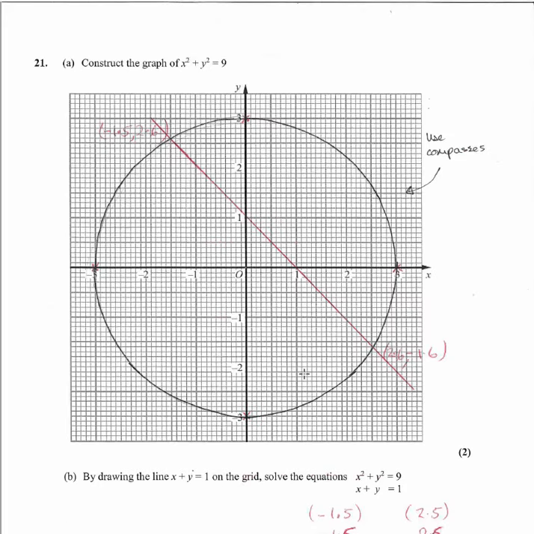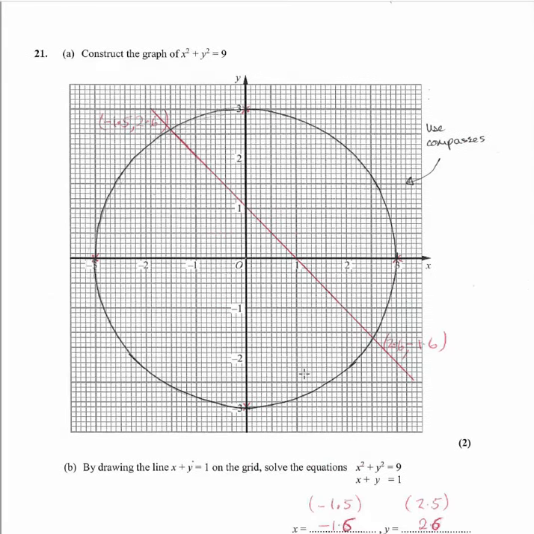Question 21 is not so difficult as it would seem. Once you know that x squared plus y squared equals 9 is basically the equation of a circle with a radius of 3, you just use a compass to draw a circle with radius 3. Then you draw a line where x plus y equals 1.